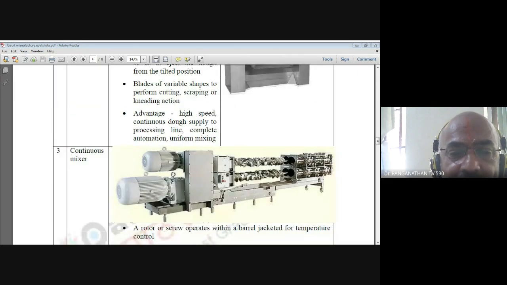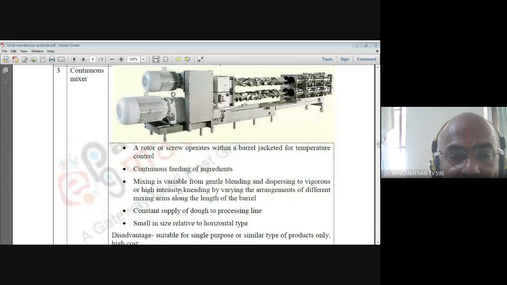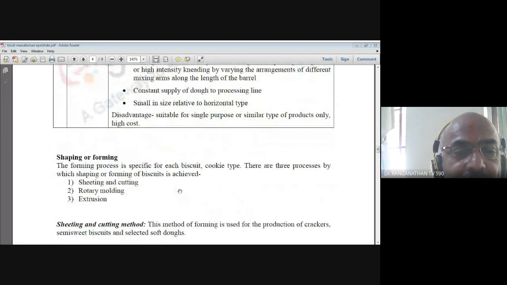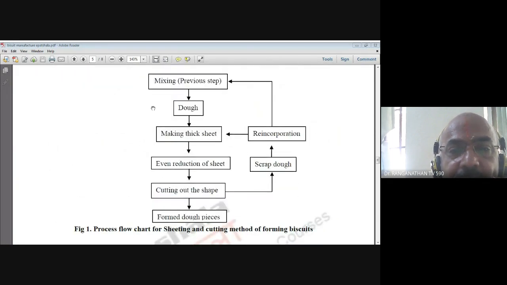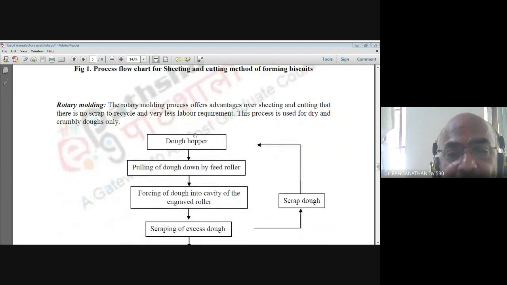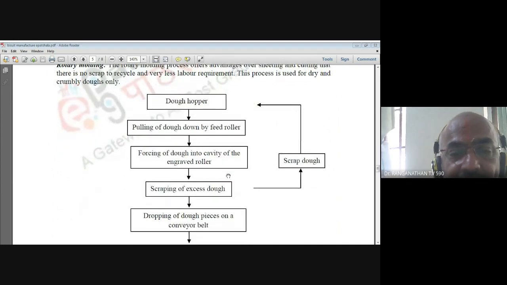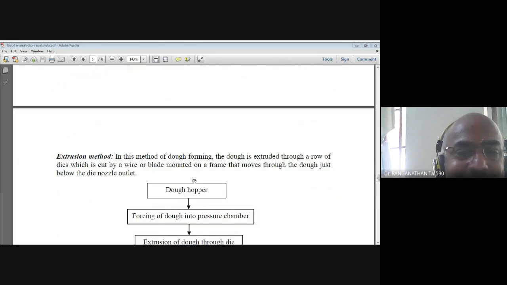Fine. This is the other one, which is much better for your extrusion type. Continuous process, etc. I think you have already seen this. So these are the various steps involved in sheeting and cutting, mixing, then the dough, and the process. Rotary molding, again a dough hopper, pulling of the dough, and then you make a particular impression on it. Everywhere you have the scraping of the excess dough, for maximization of the yield.